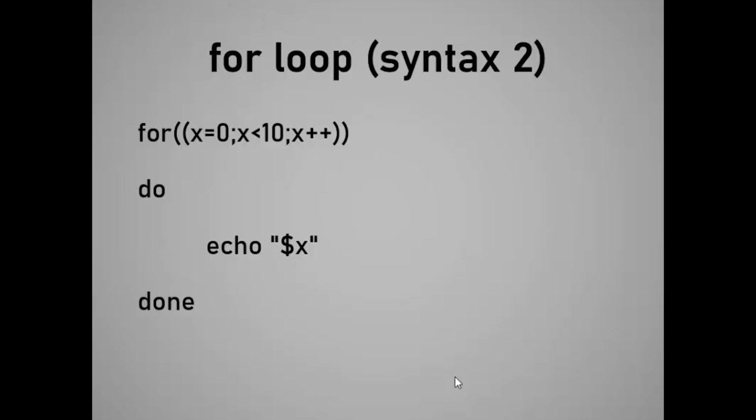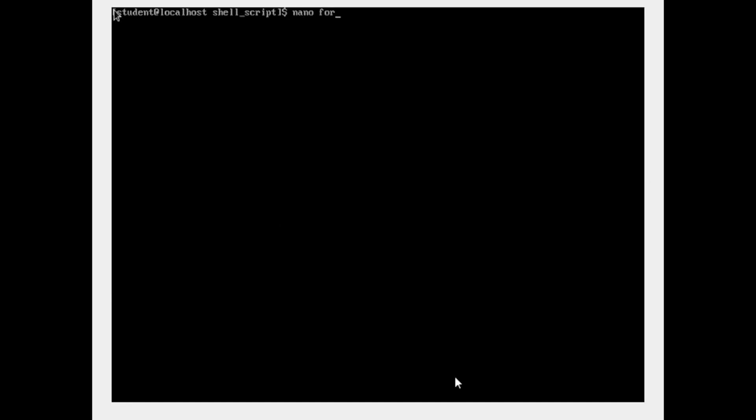So the value of x is going to be 0, 1, 2, 3, 4, and so on till 9. The moment it becomes 10, the for loop will end. What is going to happen? I'm simply going to print the value on the screen. So let's write this program also.